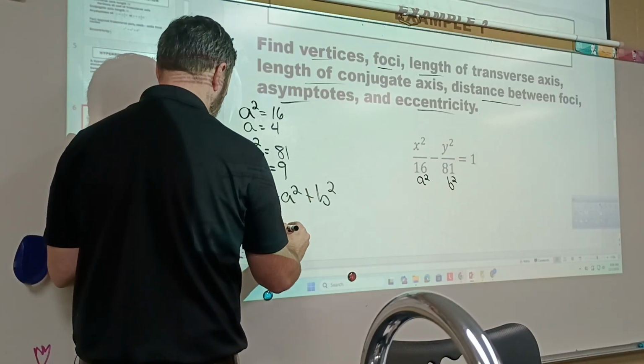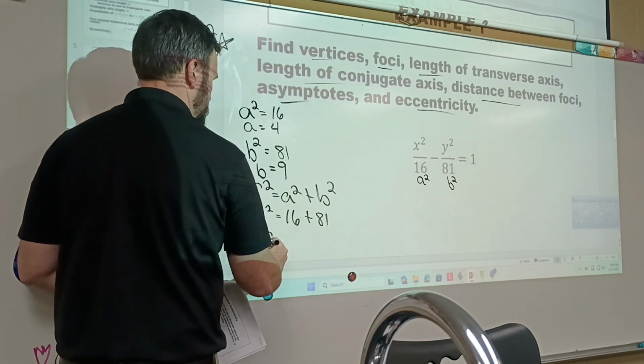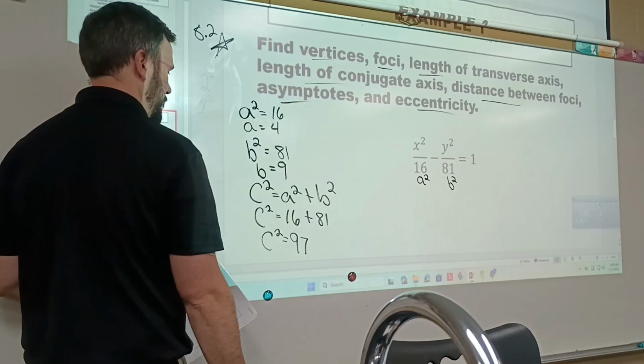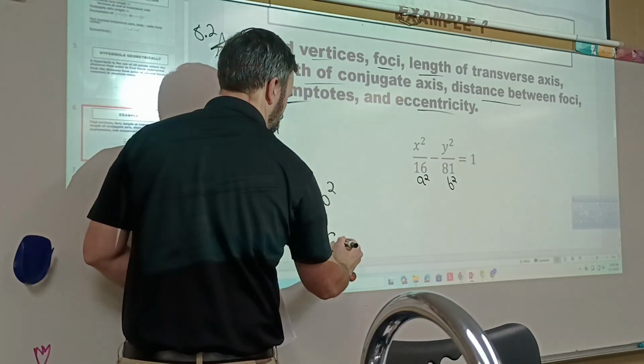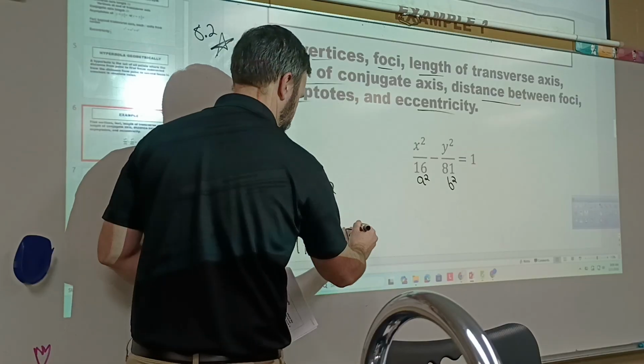So c squared is going to be our 16 plus our 81. I'm going to leave this answer square root. Remember on your Moodle, make sure you round to the appropriate place. So I get c is square root 97.